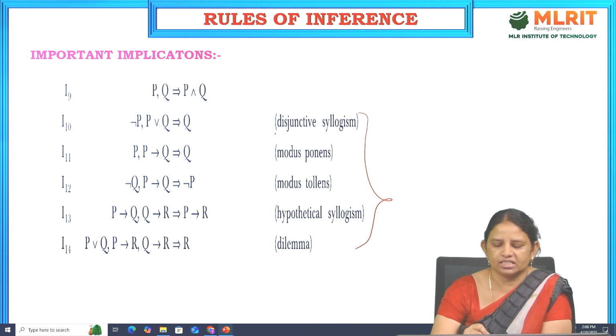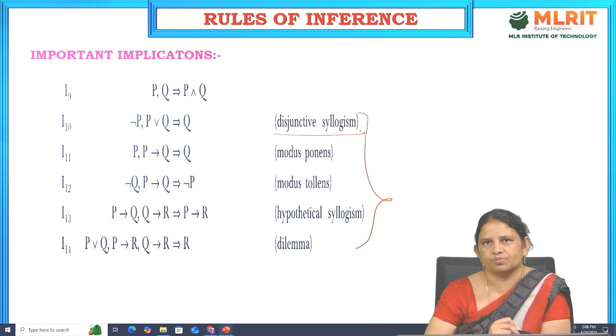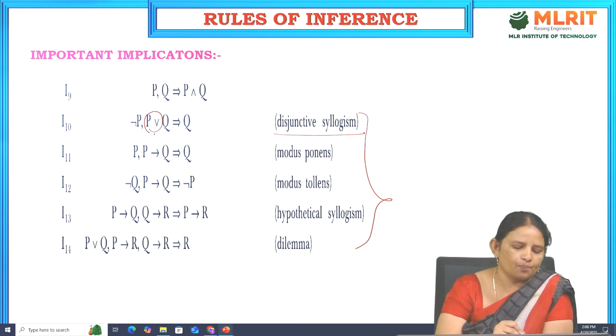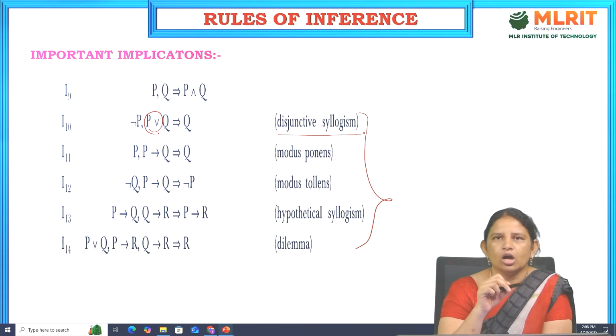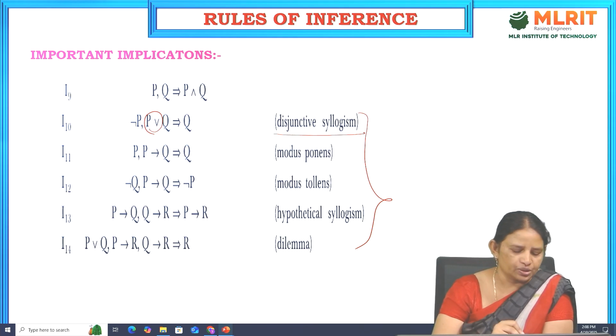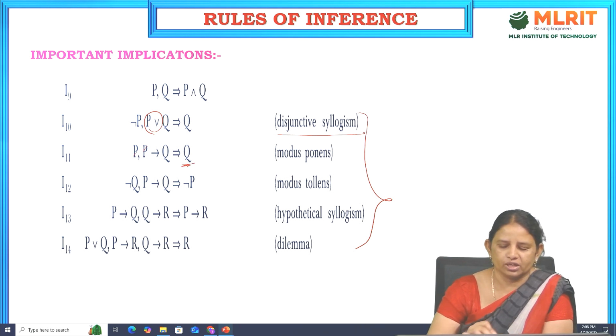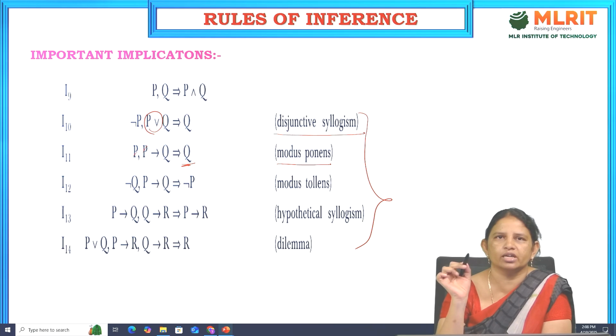This is called a disjunctive syllogism. That means we are going to apply the disjunction between the two propositions. That's why it is called a disjunctive syllogism. Next, P and P implies Q. Just to remember, P gets cancelled. We are going to get only Q. That is modus ponens.